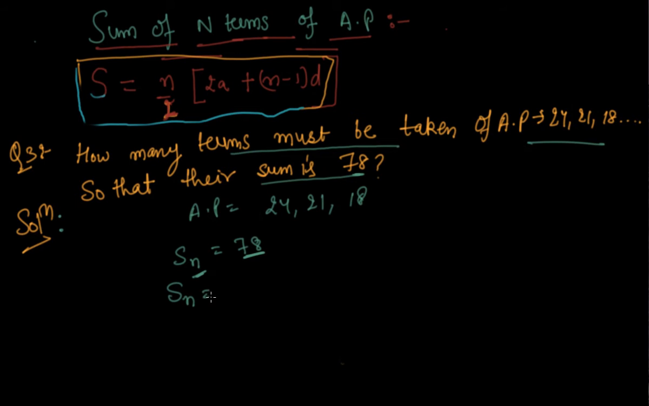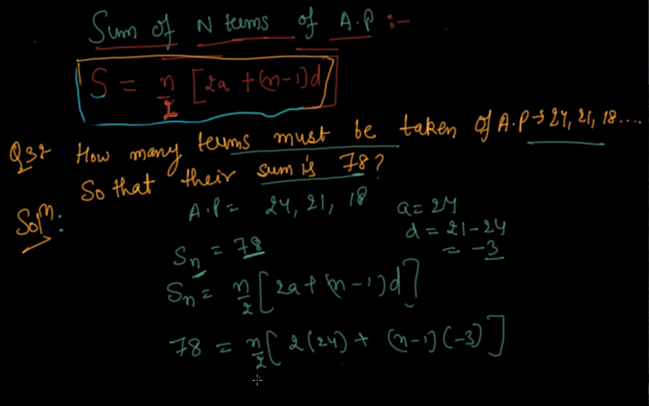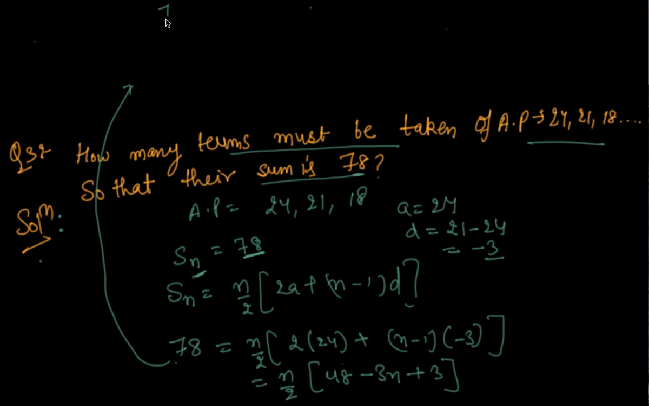So we will directly use the formula Sn equals n by 2, 2a plus (n minus 1) into d. Firstly, we check that the value of a is 24 here. I hope it is very easy for you to find the values of a and d from this AP. So I'll write the sum as 78, equals n by 2, and we have to find the value of n, 2 into 24 plus (n minus 1) into minus 3. So this is n by 2, 48 minus 3n plus 3. After solving, 78 equals n by 2, 48 plus 3 is 51 minus 3n.